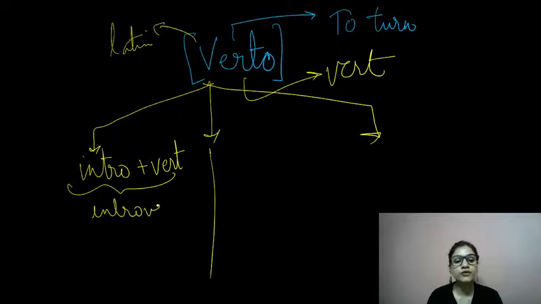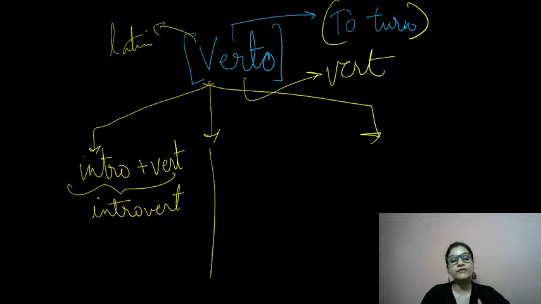We all know this word. Intro means inside, right? Verto means to turn. So when you're turning inside, that is introvert. A person who is turned inside is a person who does not expose much, a person who does not talk much, right? A person who's always turned inside. बाहर बोलता ही नहीं है कुछ, जो भी है मन में रखता है.